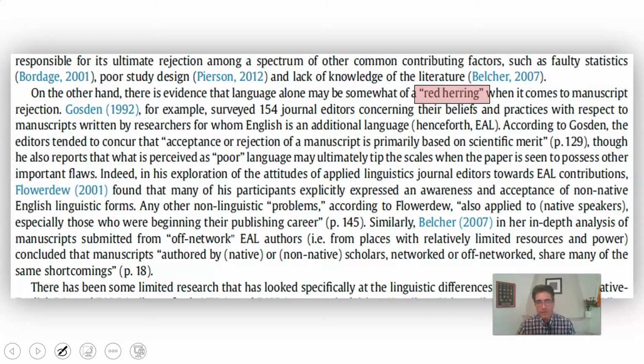Basically, that means that language alone is a distraction. It's not the real thing one should be looking at. And so that's my claim, and then I warrant that claim. I provide evidence for that. That comes from the literature. This is me cooking up the spaghetti sauce. All right.